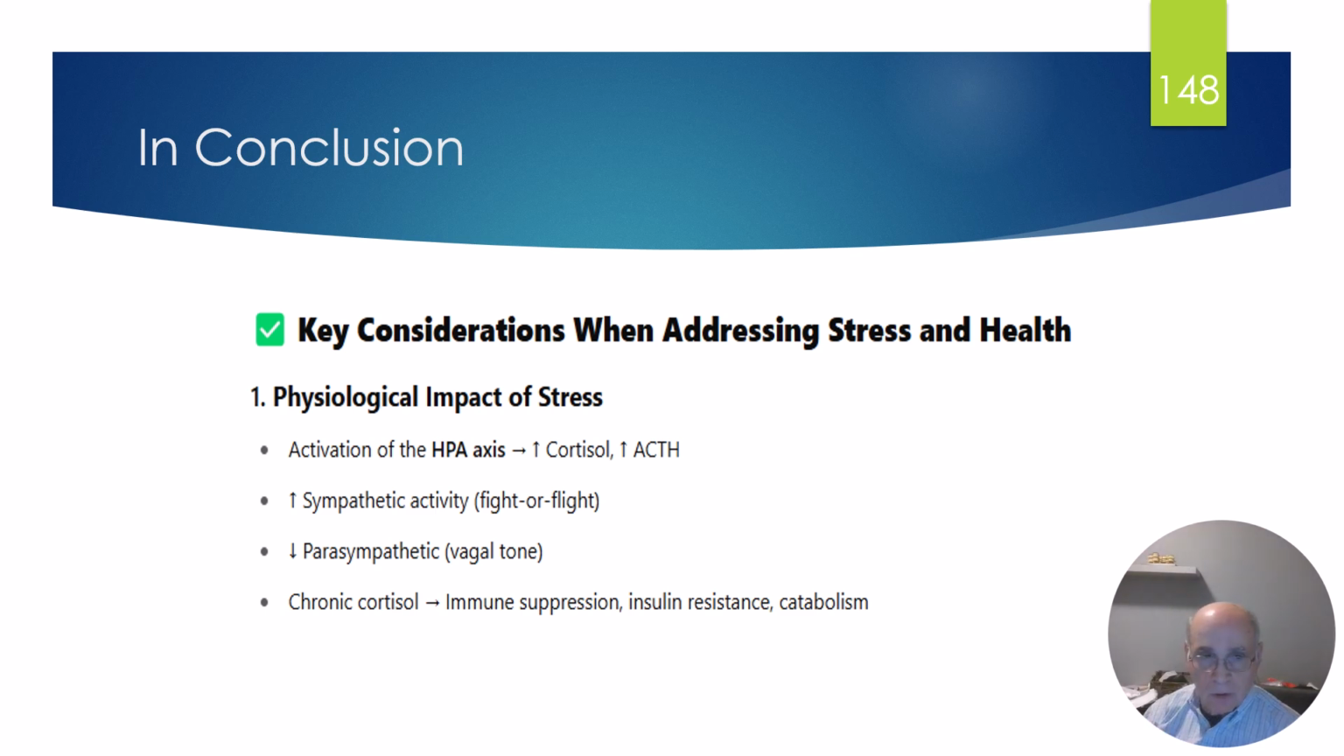So in conclusion, when we're addressing stress and health, the physiological impact of stress on health is predominantly an activation of the HPA axis, which leads to an increase in cortisol and an increase in ACTH. You're increasing the sympathetic activity, the fight or flight response, and decreasing the parasympathetic side of the equation. Remember, the parasympathetic side is the vagus, so vagal tone, and certainly that can be addressed, which we've talked about. And chronic cortisol leads to immune suppression, insulin resistance, and catabolism. Instead of building up, you're breaking down.